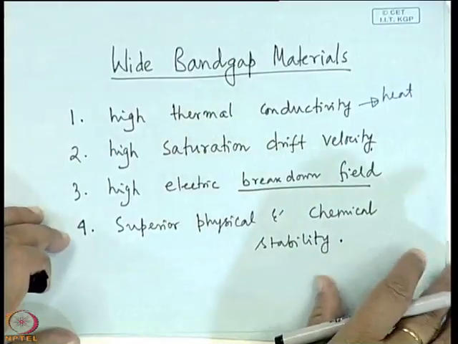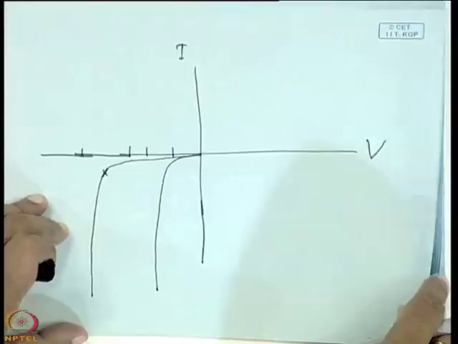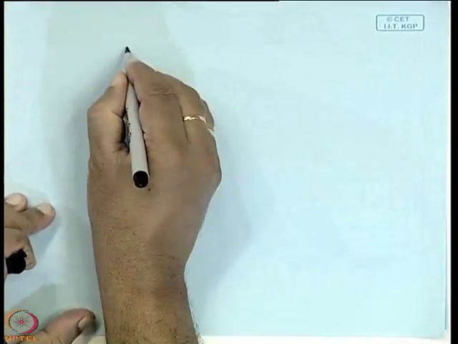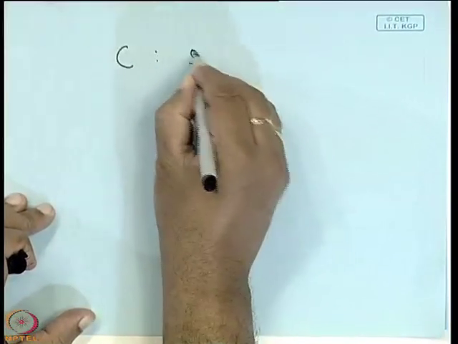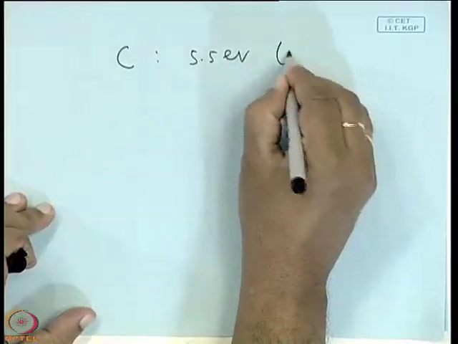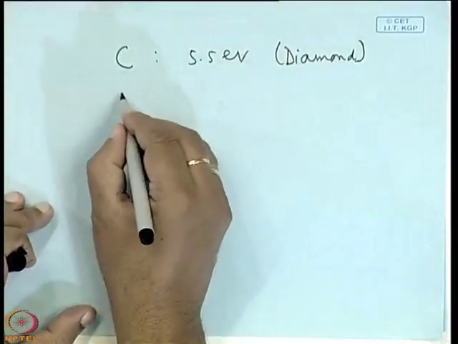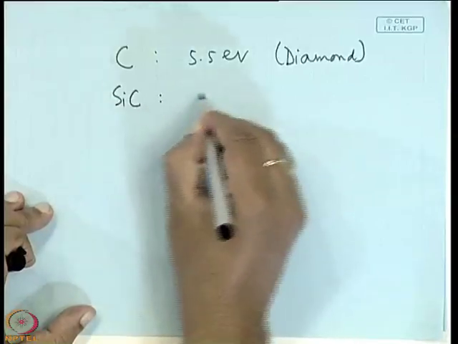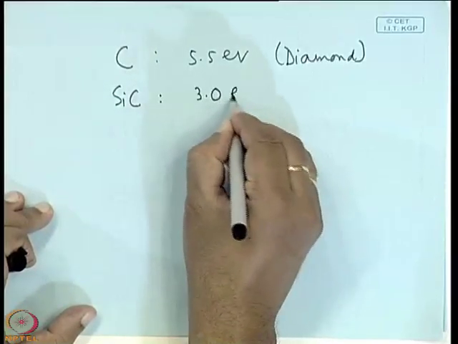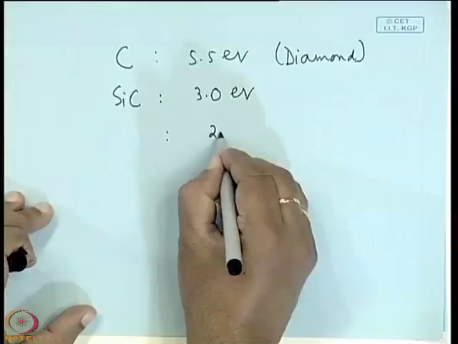Nitrides are wide bandgap semiconductors, not all nitrides, but some of the nitrides. Then silicon carbide is a wide bandgap semiconductor. Some other names: diamond, carbon, with a band gap of 5.5 electron volt. Then silicon carbide has 2 band gaps, one is 3, another is 2.3 electron volt.